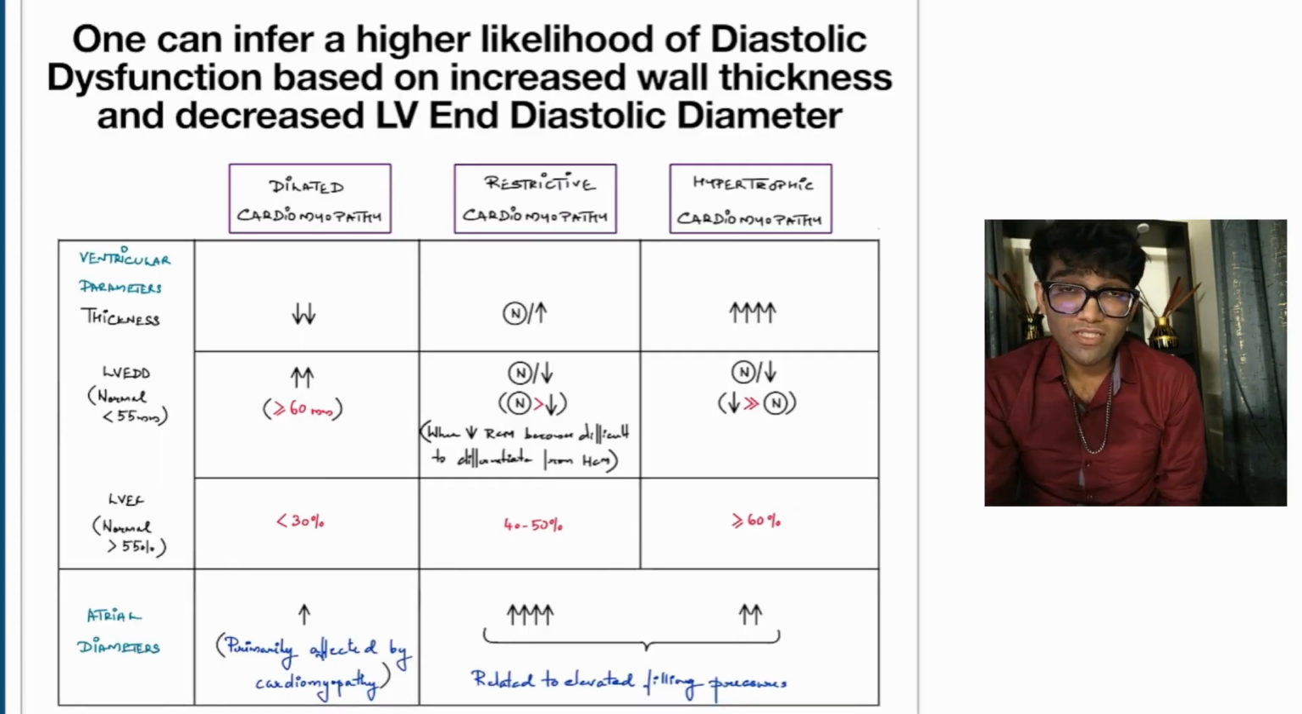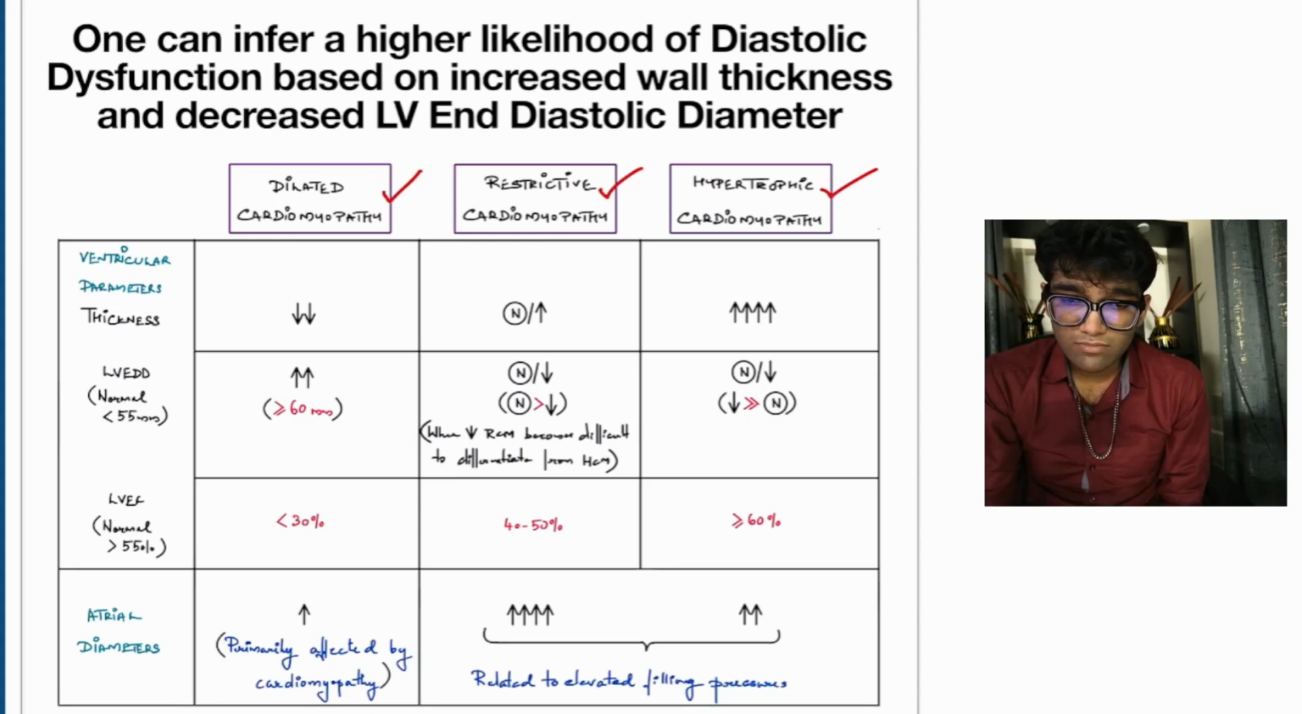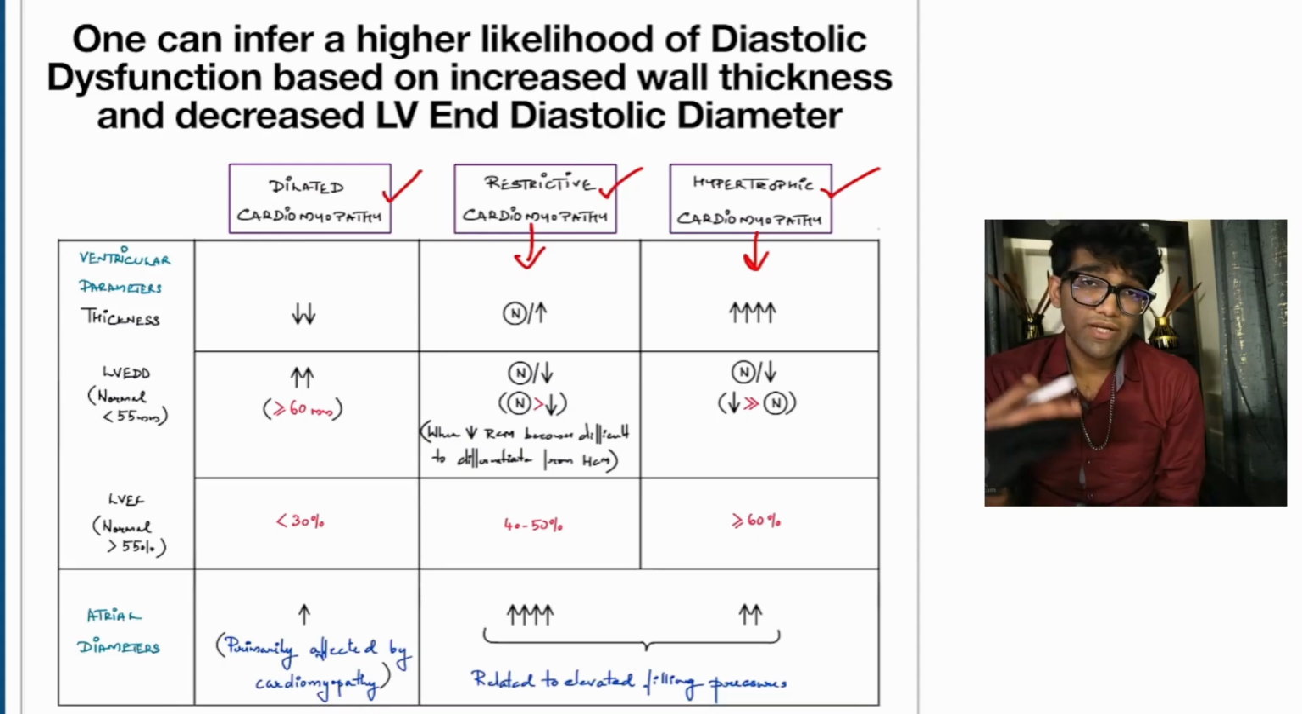Assessment of dimensions does help in increasing the pretest probability of having diastolic dysfunction, but it doesn't directly give you an idea about the diastolic dysfunction. In this comparison, I've compared dilated cardiomyopathy to restrictive cardiomyopathy and hypertrophic cardiomyopathy, and what you can see is that restrictive cardiomyopathy is the most likely to have diastolic dysfunction, and hypertrophic cardiomyopathy is one in which you get more and more diastolic dysfunction with progression of disease.